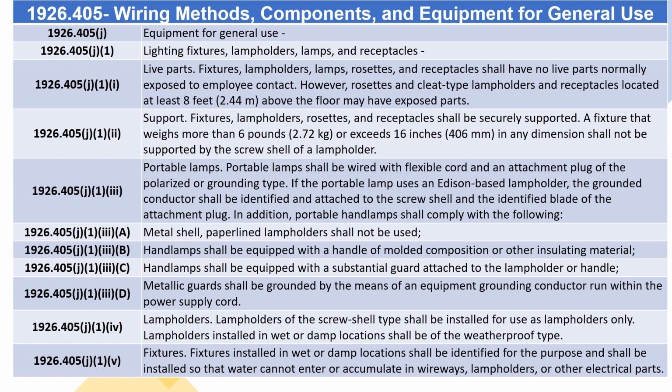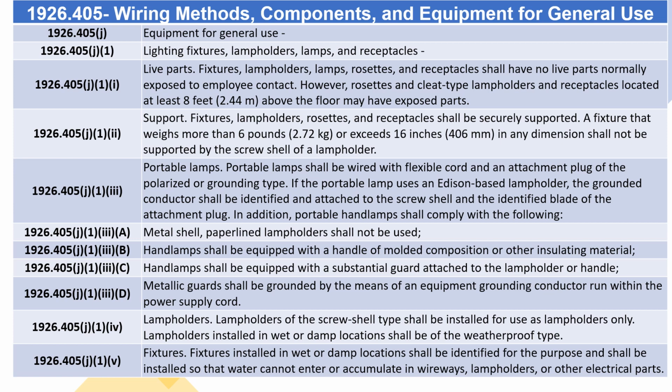1926.405(j)(1)(iii)(A) through (D), metal shell, paper-lined lamp holders shall not be used. Hand lamps shall be equipped with a handle of molded composition or other insulating material. Hand lamps shall be equipped with a substantial guard attached to the lamp holder or handle. Metallic guards shall be grounded by means of an equipment grounding conductor run within the power supply cord.